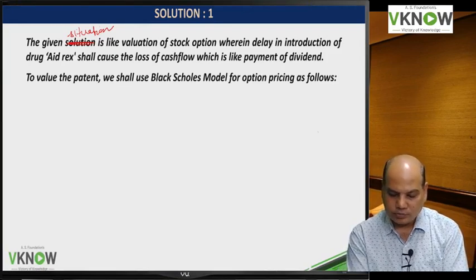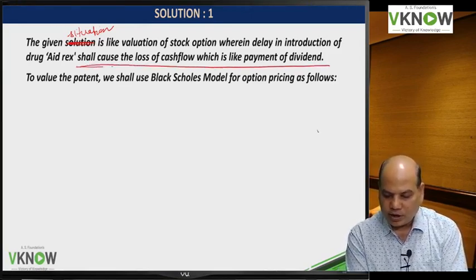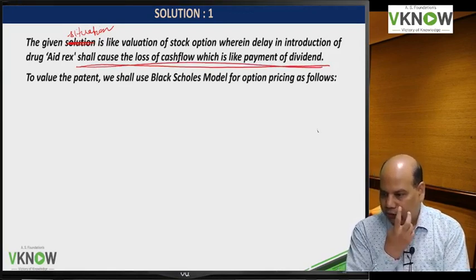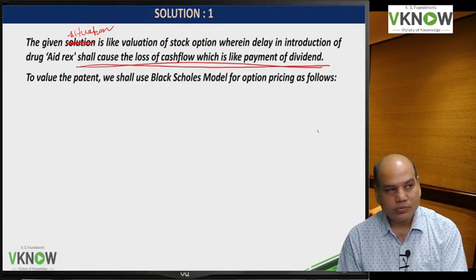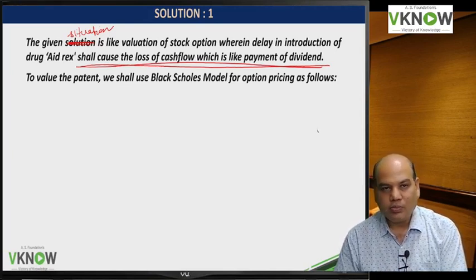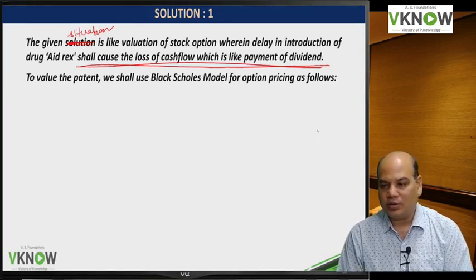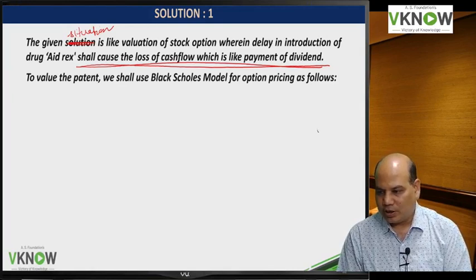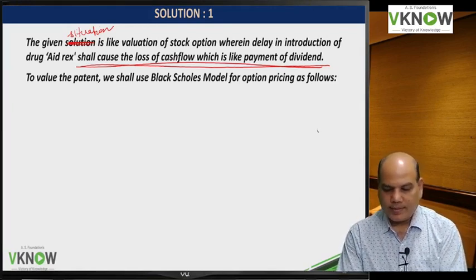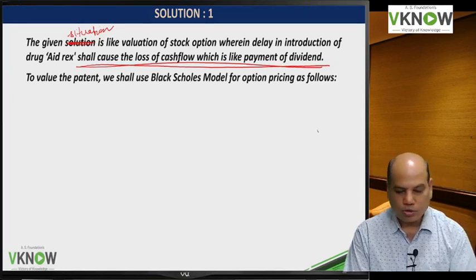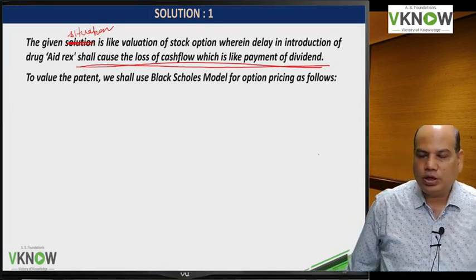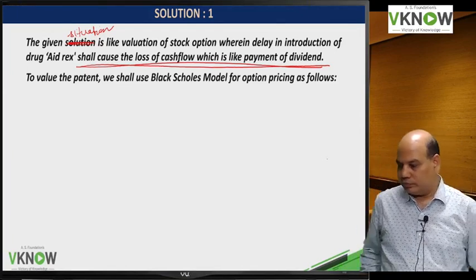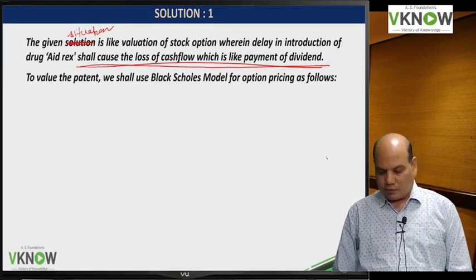Every year you delay, you will lose 1/15 of the cash flow, which is like payment of dividend. So if you start now, you will enjoy the income of all the 15 years, which is like dividend yield in all the 15 years. To value the patent, we will use the Black-Scholes model, because the problem has given you all the values which are required for the Black-Scholes model.